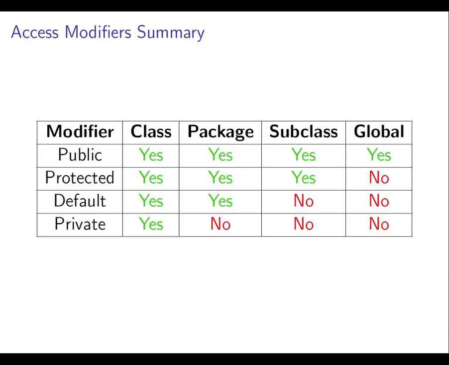So in summary, here now we have all 4 access modifiers. We talked before about public and private, and we mentioned default, and we said don't use it. And now we also know protected. Okay, so protected is like public, except that it's not global. So you can access it from the class, from the package, from the subclass.